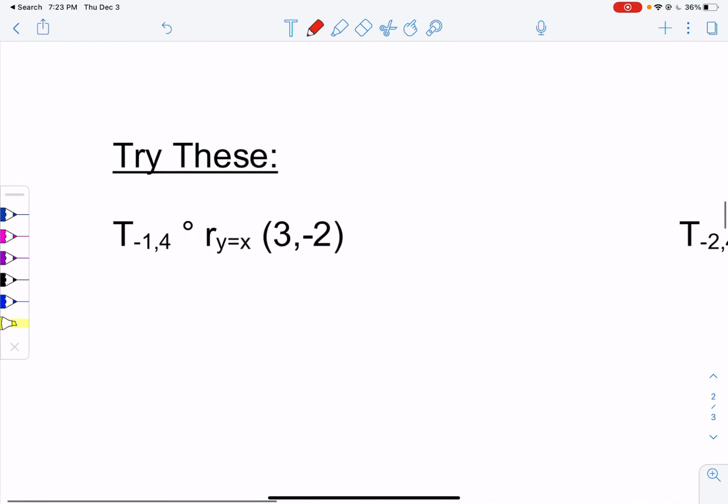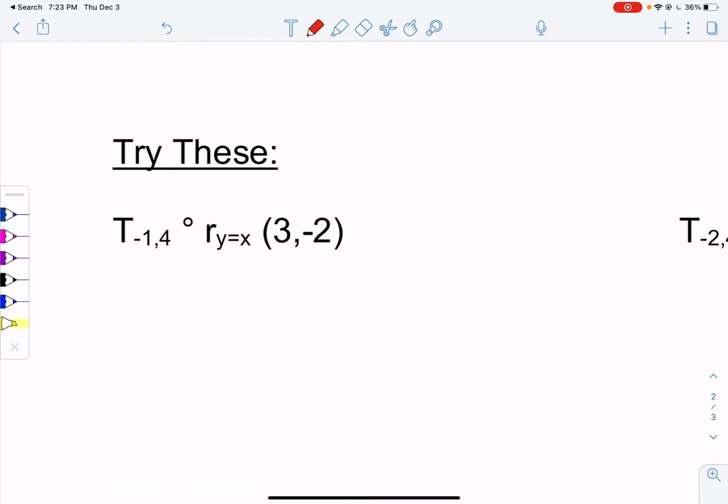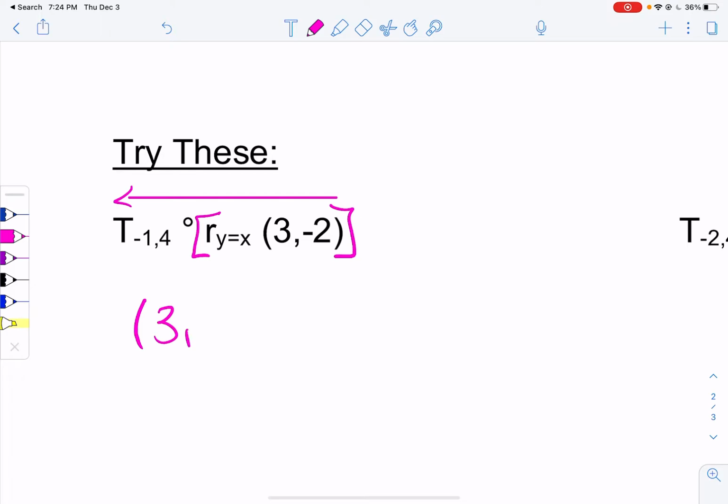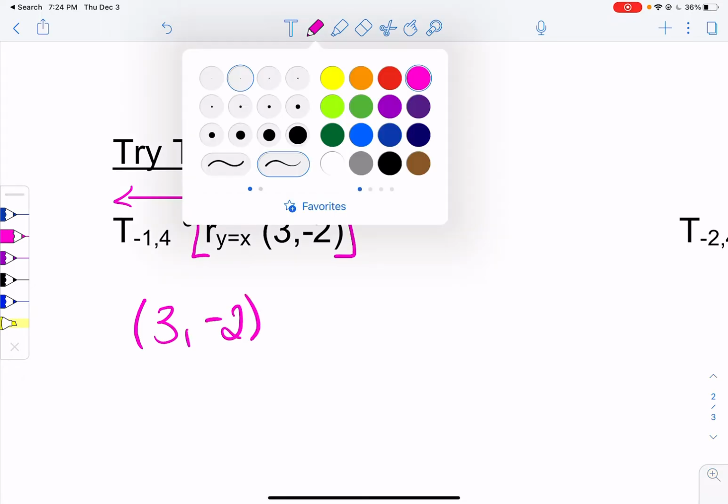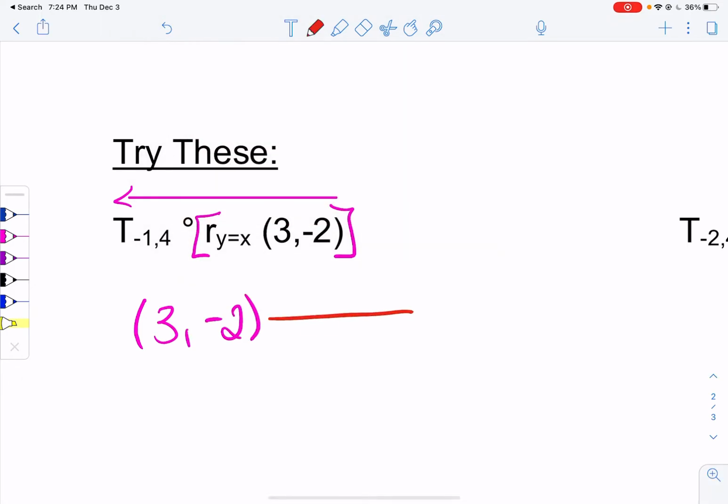So let's do some of these examples together. I'm immediately going to draw my arrow above it. That way I know I have to go backwards. The first transformation I perform is my reflection over the line y equals x. So here's how Mr. O'Sullivan starts them. He rewrites his point. He's going to perform the reflection over y equals x.